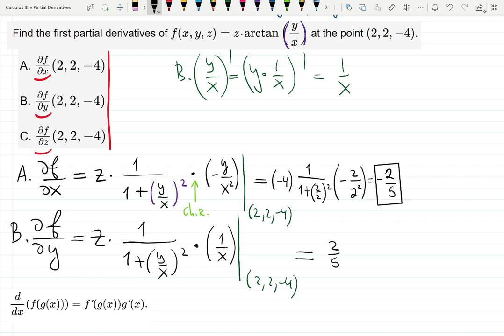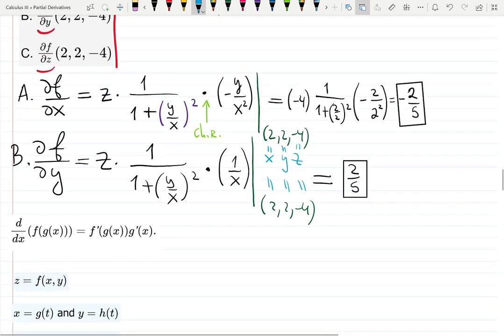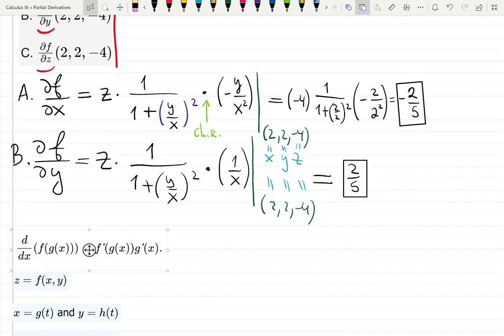2/5. Does that make sense? What do you think? X, Y, and Z. X, Y, and Z. And the last one will be the most interesting one.